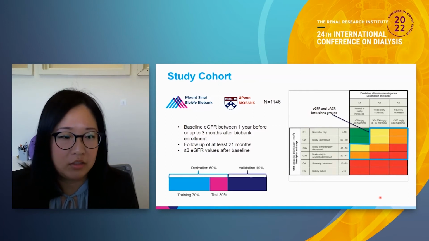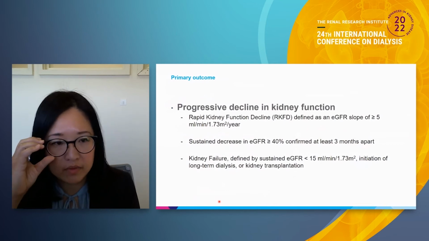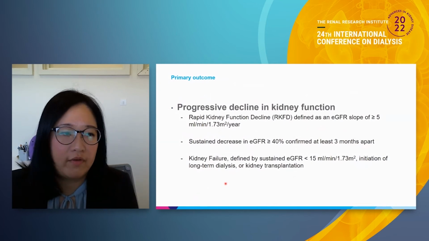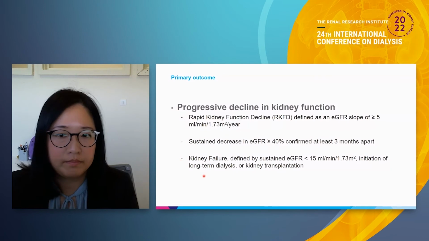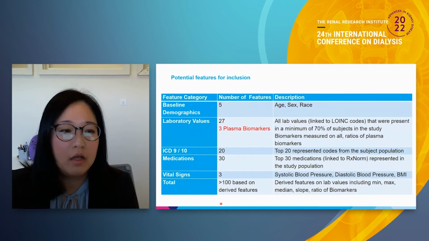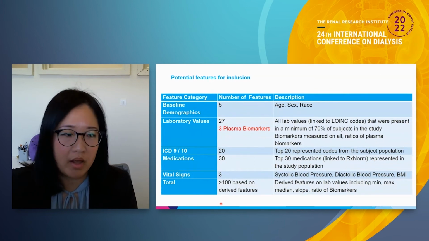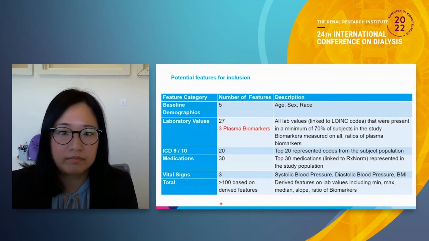We split the data into derivation and validation sets, and the derivation set was further split into training and testing. The primary outcome in the study was progressive decline in kidney function, which was defined as rapid kidney function decline, sustained decrease in eGFR, or kidney failure. These were the different features that were eligible for inclusion in the model, which included demographic information, laboratory values, including 3 plasma biomarkers, ICD-9 and 10 codes, medications, and vital signs.